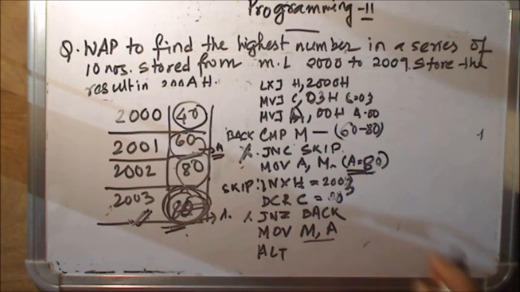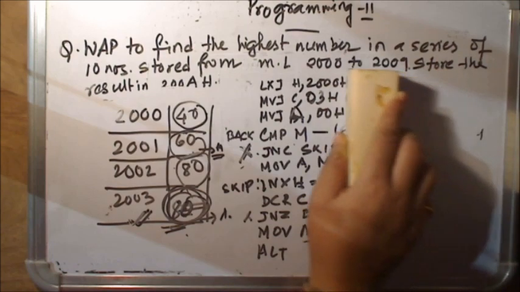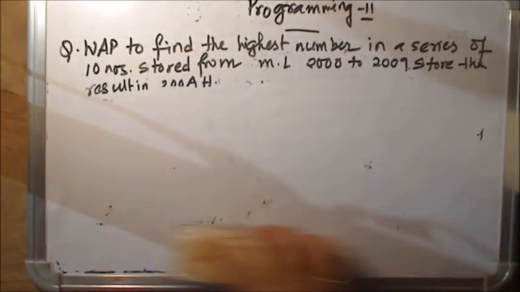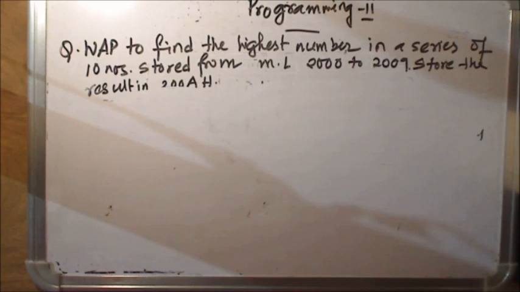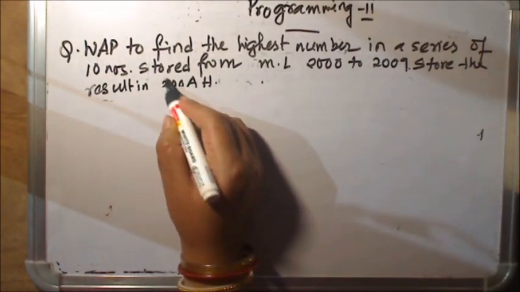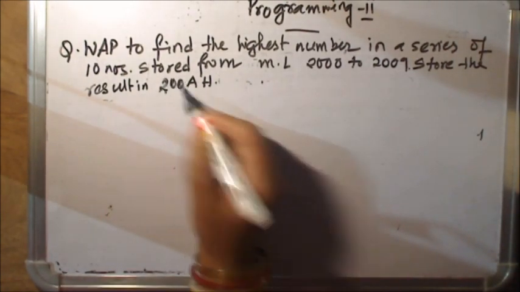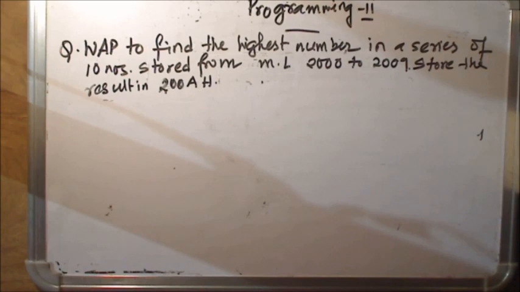So I hope this is clear. You run this program in the simulator and check whether it is working or not. Take a count of 10 or whatever you like, and check whether this program is working or not. Understood? Now you have an assignment.